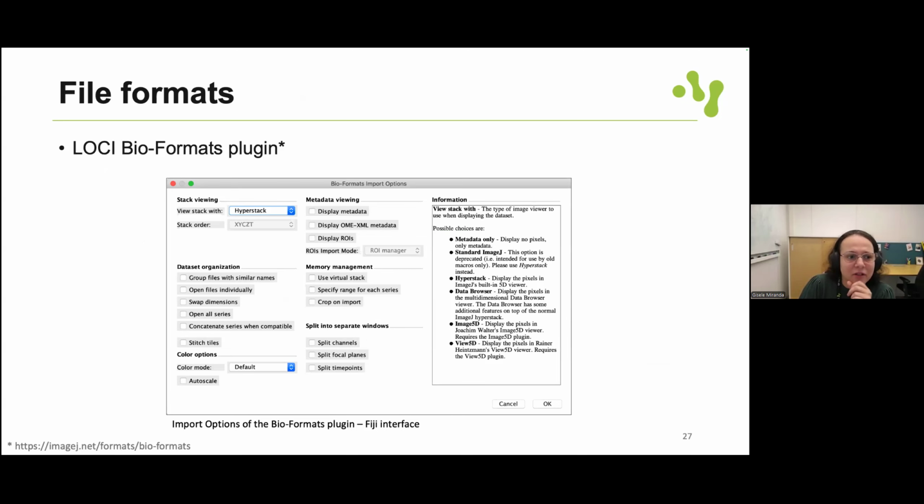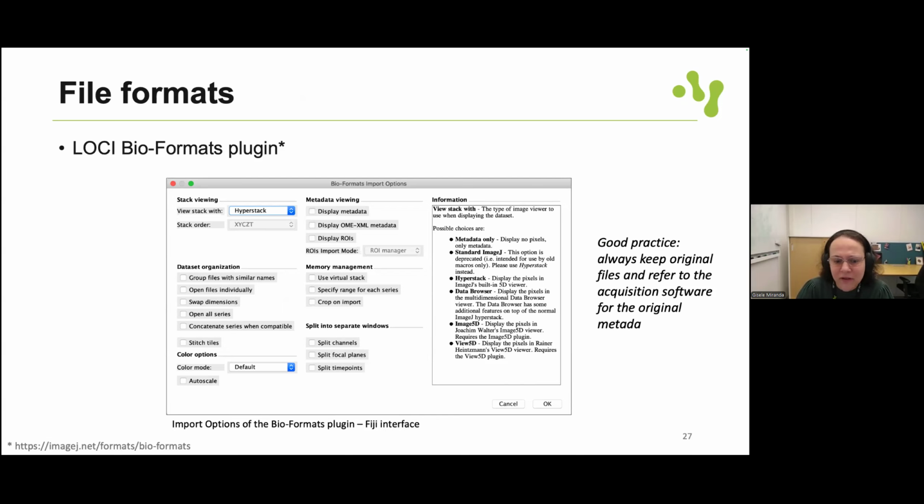And finally, just to highlight, because it may be a bit confusing to have all these formats, there are specific plugins. This is in Fiji, it's called Bio-Formats, but that's a more general plugin that people working on other platforms can also have access to. It allows you, for instance, to open different file formats. So if you're working in Fiji, this is the interface you will see to import the image. A good practice here is to always keep the original files and refer to the acquisition software for the original metadata.